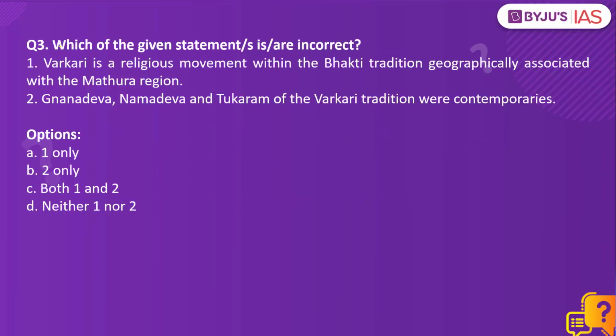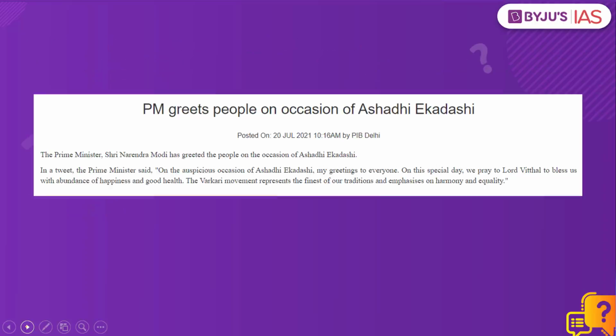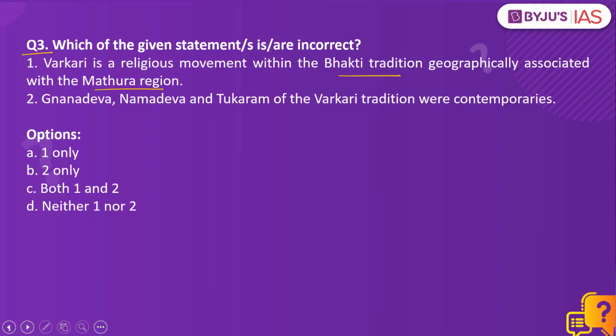Moving on to question number 3. Which of the given statements is or are incorrect? Varkari is a religious movement within the Bhakti tradition geographically associated with the Mathura region. Jnandev, Namdev and Tukaram of the Varkari tradition were contemporaries. What is the context? This article from the PIB has a mention of the Varkari movement. Let us understand more about this Varkari movement as we answer this question.